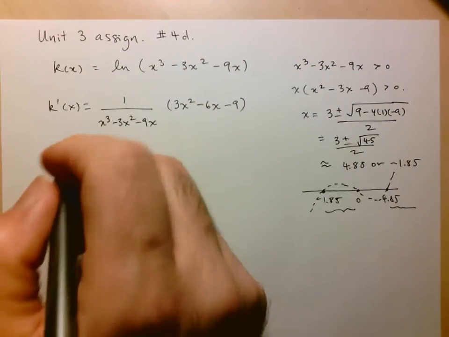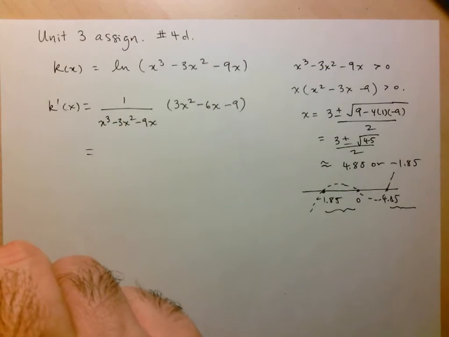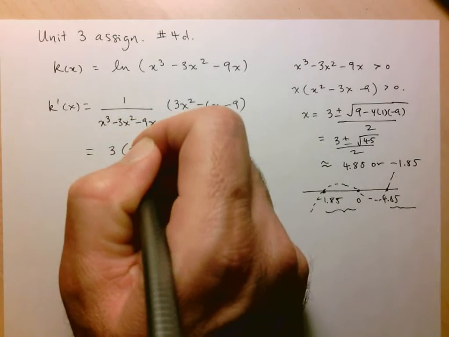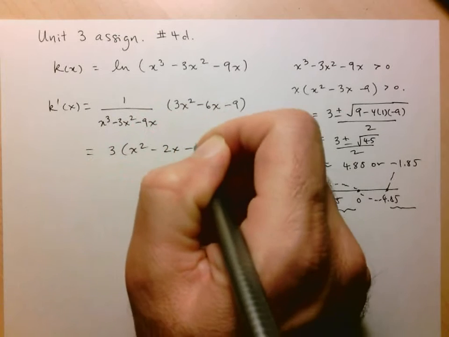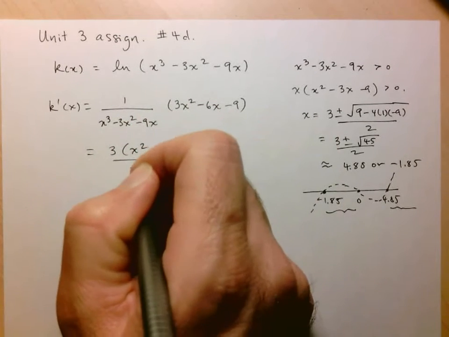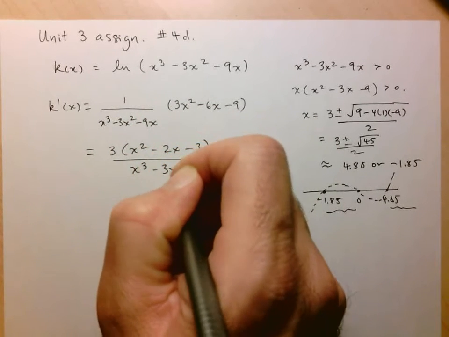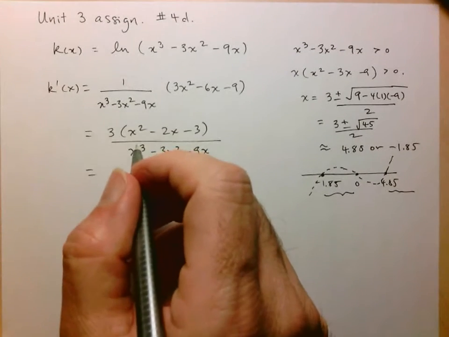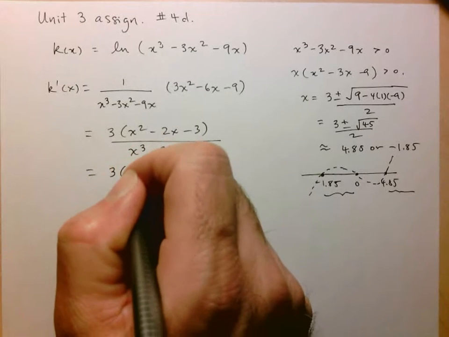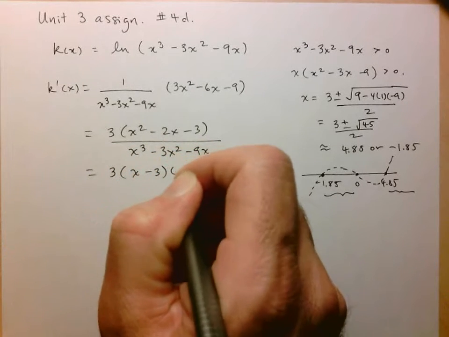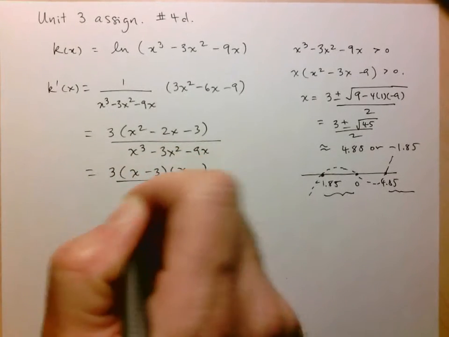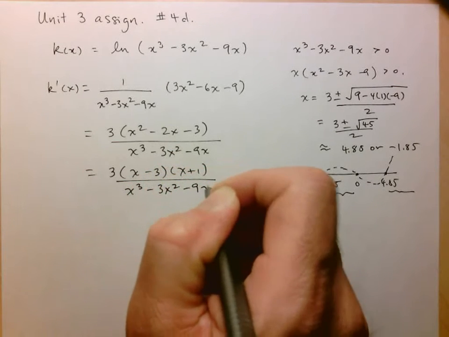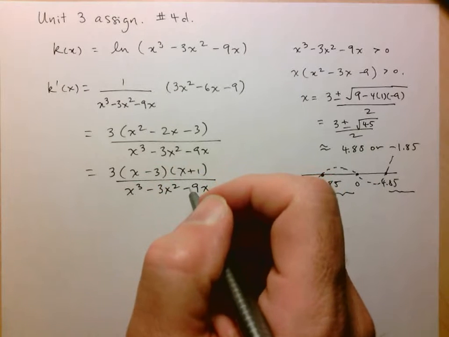Okay, so let's see if we can factor this in the numerator. Let's take out a 3. We're left with x squared minus 2x minus 3, all over that denominator. And luckily this does factor nicely, so 3 times x minus 3 times x plus 1, over x cubed minus 3x squared minus 9x.